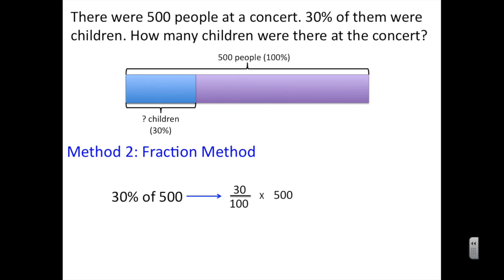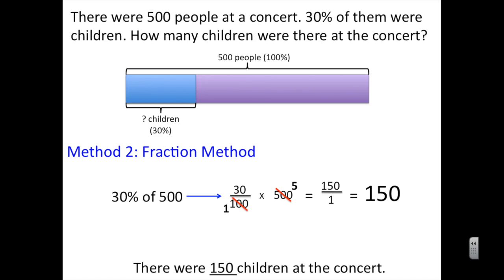So now I can see that I can cross-cancel. So I'm going to cross-cancel and solve. I'm going to cancel my 100 and 500 because both are divisible by 100. Now I'm going to multiply my numerators and my denominators as I've learned to do in the past. So 30 times 5 equals 150, and my denominator is 1. 150 over 1 is the same as 150. So once again, we've found that there are 150 children at the concert. 30% of 500 is 150.